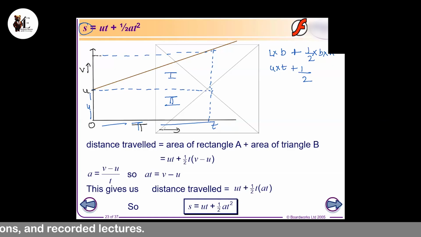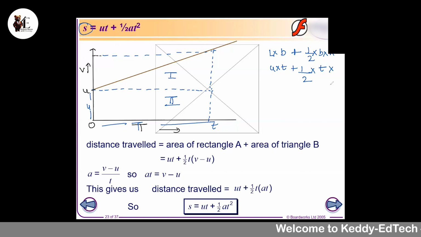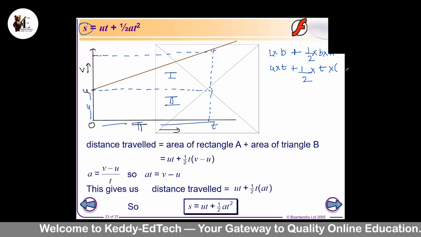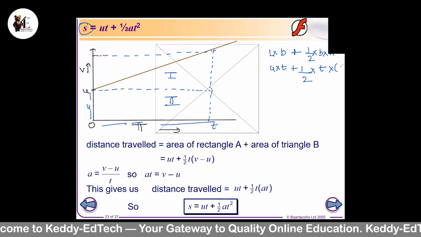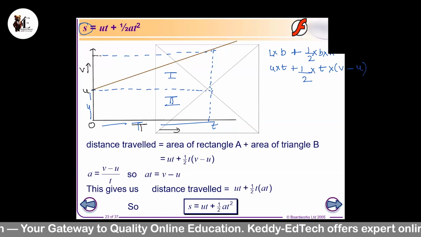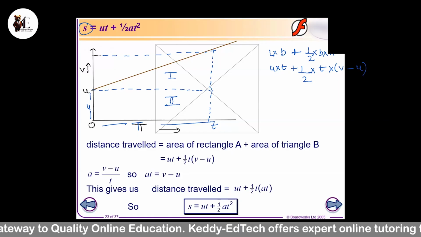When you talk about the base of the triangle, the base is t. And what should be the height? Please think on that and tell me. The height is the full velocity change, so you can write it as v minus u. Please give me a confirmation if things are clear.